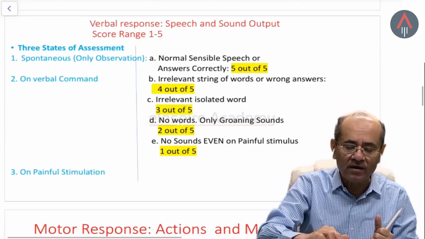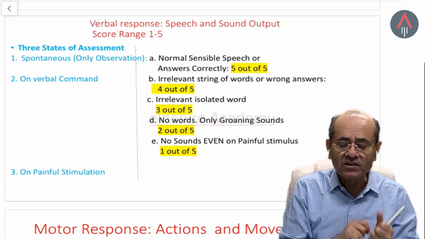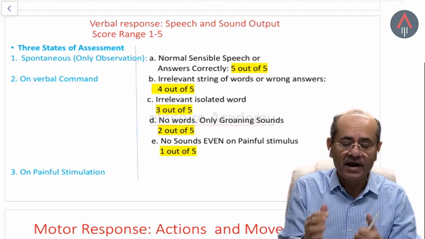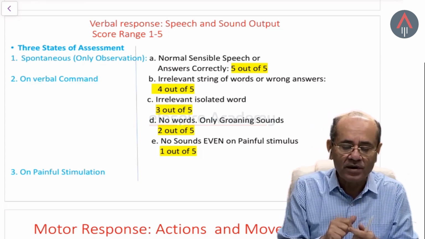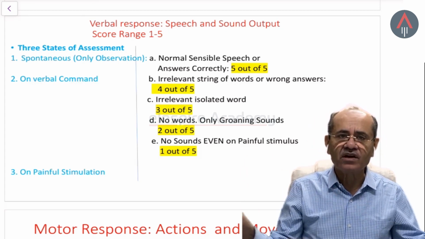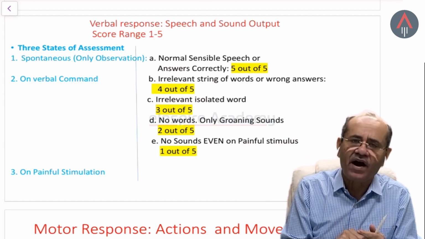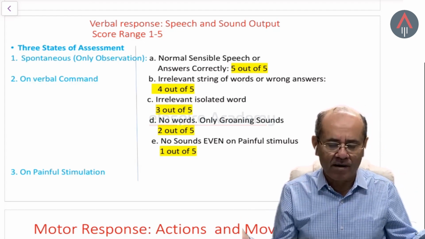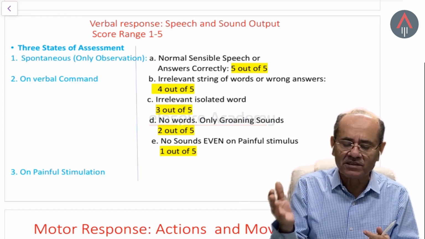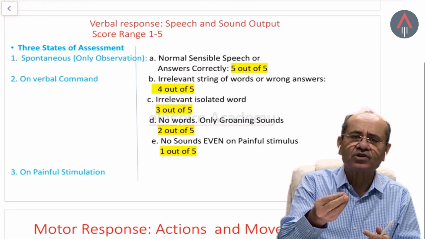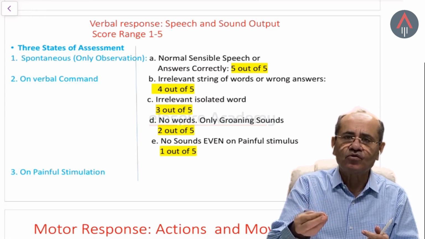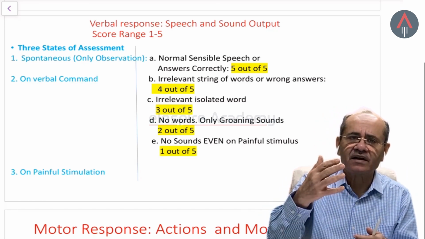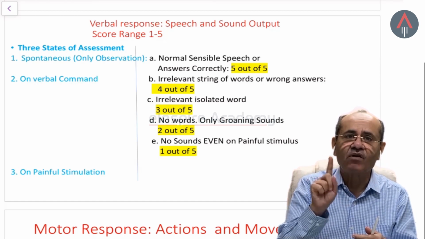Second comes the scoring for verbal response. This means speech and sound output, and the scoring is from 1 to 5. And again, 3 states of assessment. To begin with, spontaneous, you don't do anything, you observe only. And if you find that the patient is talking normally and giving the history properly, of course he is not in coma. And it is a normal, sensible speech, or you are asking him some simple question, what is your name, where do you live, do you know where you are right now?